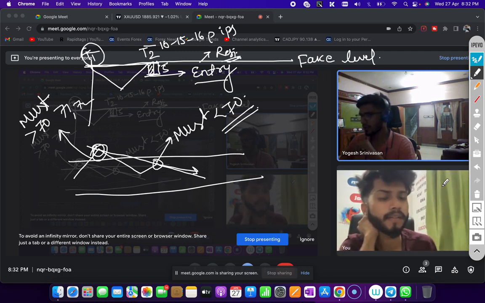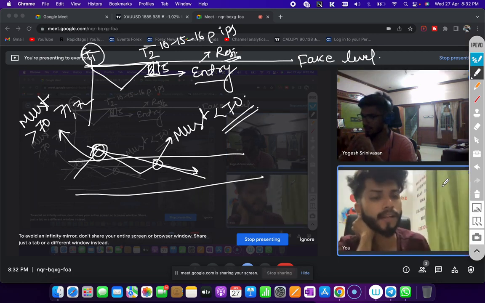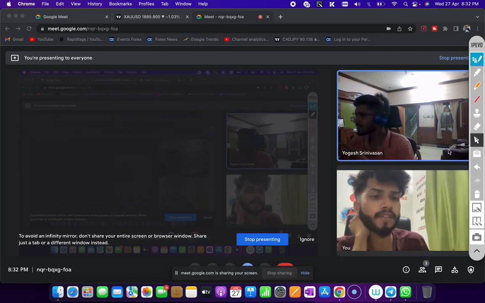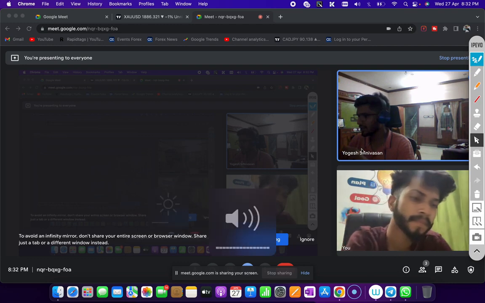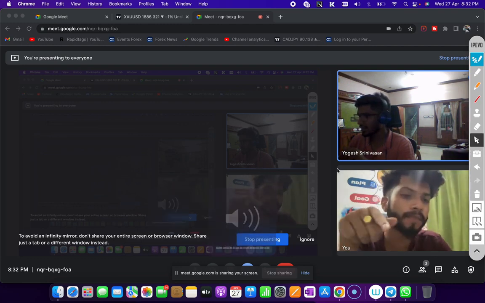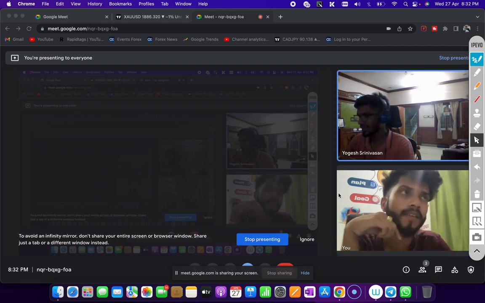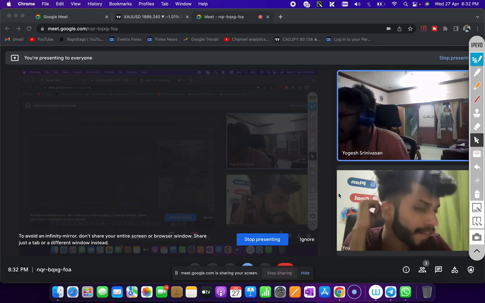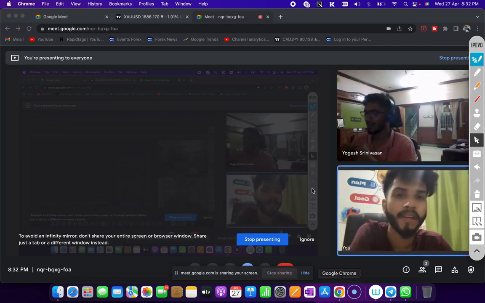So even for double bottom it is the same. For double bottom, I'll tell you right now. So is this strategy the one which you said is your fake out strategy? No, this is not the fake out strategy. Fake out strategy is different. Okay, fine.